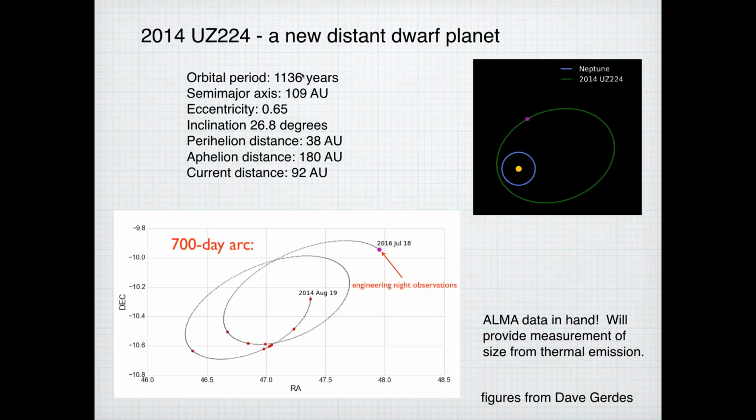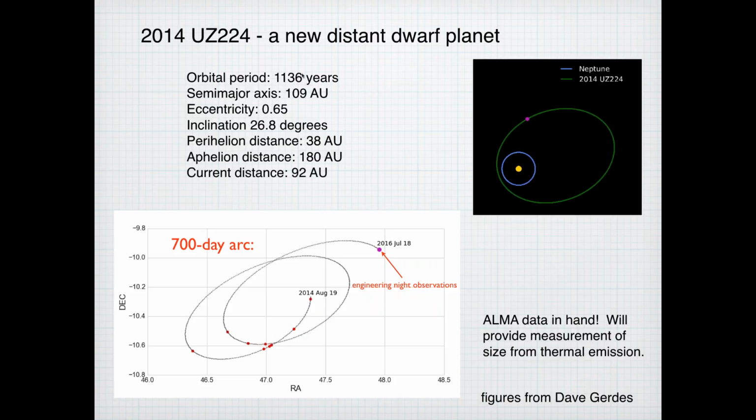The bottom figure shows you the actual track of this object. It wasn't just detected in those 3 nights that I showed earlier. It was detected in close to a dozen nights. And the orbit of this thing nicely fits with the Keplerian orbit with the parameters shown above.